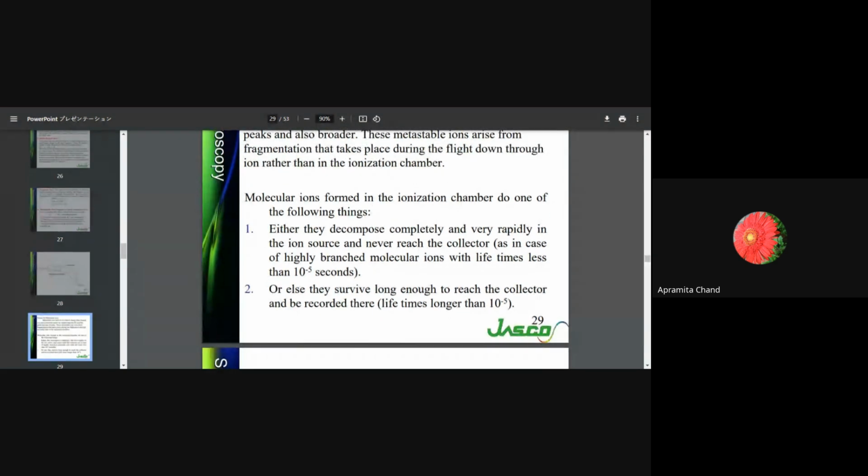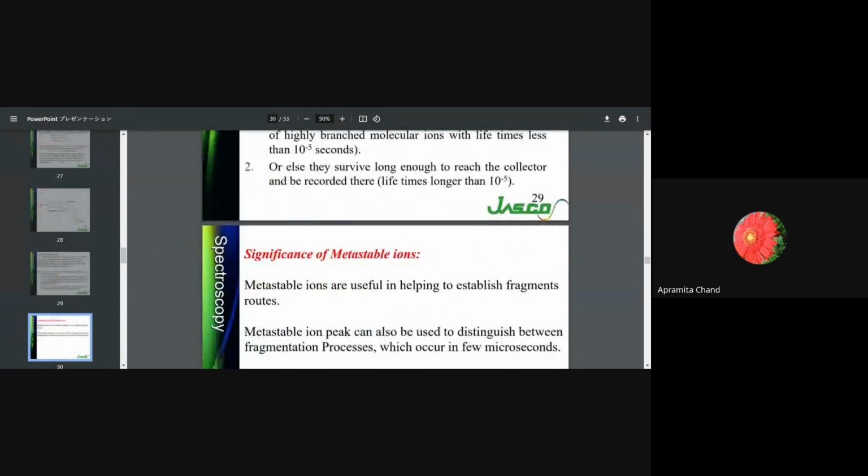So what do molecular ions do in the ionization chamber? One, either they will decompose completely, so the molecular ion peak sometimes does not appear. They never reach the collector. Or they will survive long enough to reach the collector, and their lifetime will be recorded there.